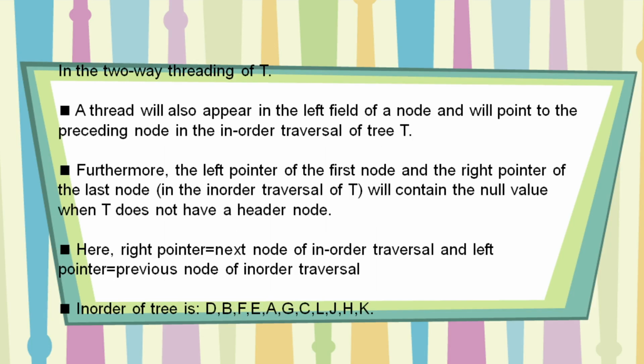And next, coming to two-way threaded binary trees or double threaded binary trees. In one-way threaded binary trees, we have represented only a right child. Now we will represent null pointers for the left child also. A thread will also appear in the left field of the node and will point to the preceding node in an in-order traversal of the tree.